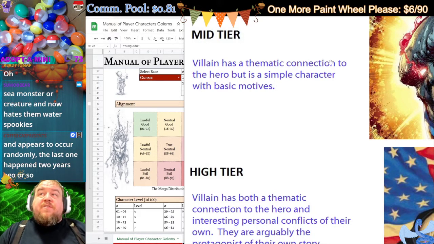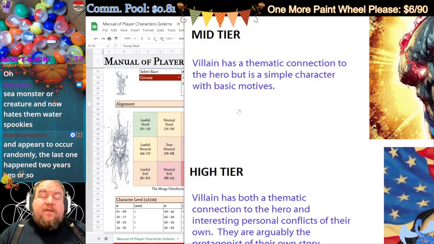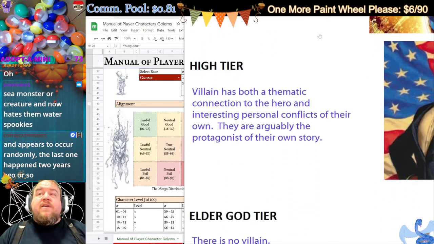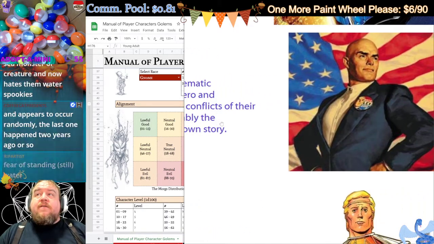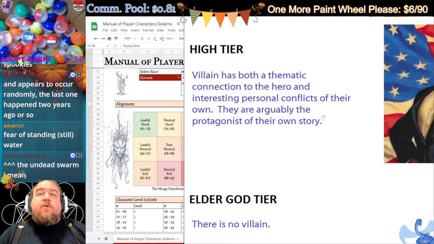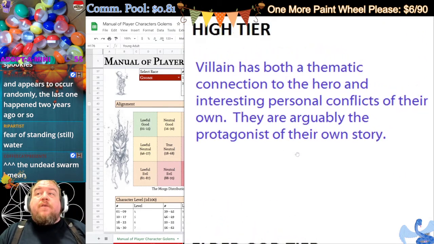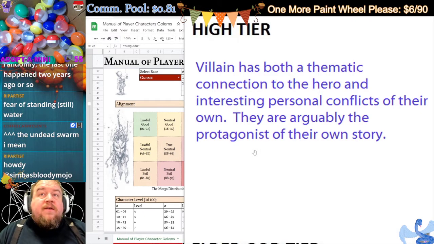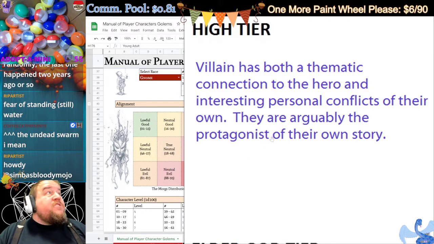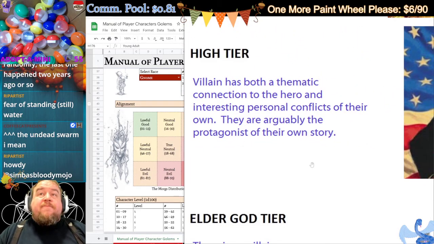The villain has a thematic connection to the hero, and we'll generate the hero tomorrow. But we're looking for themes. Has a thematic connection to the hero, but it is a simple character with basic motives. A high-tier villain. The villain has both a thematic connection to the hero and interesting personal conflicts of their own. They are arguably the protagonist of their own story. Whoop, whoop, whoop, whoop. Let's aim for high tier.